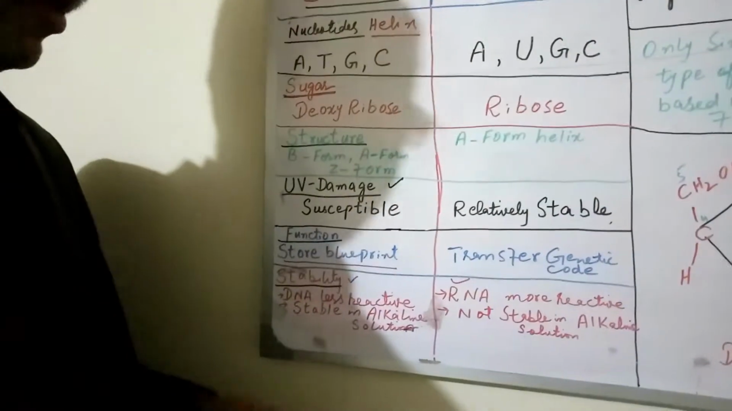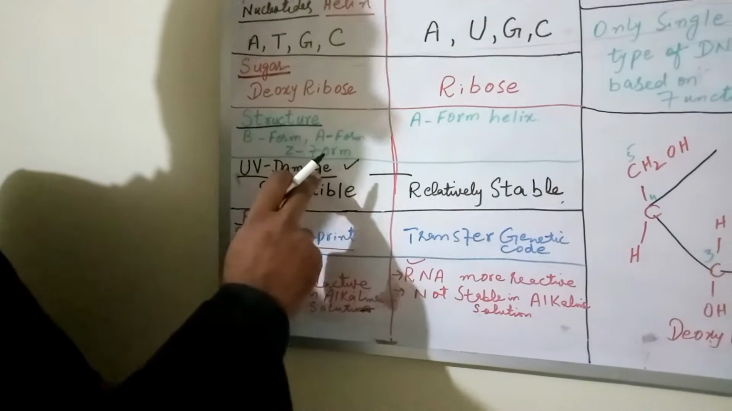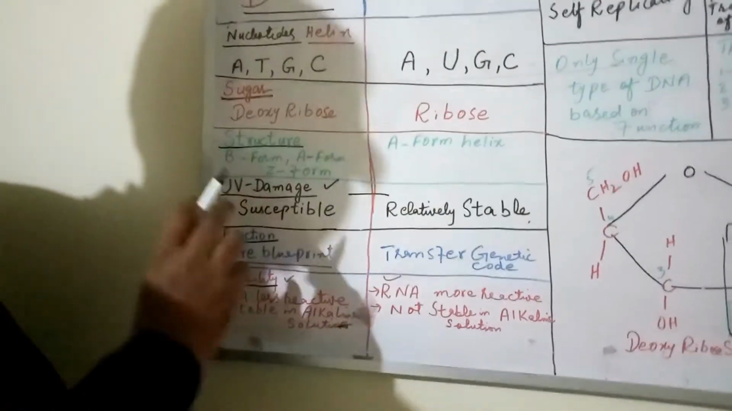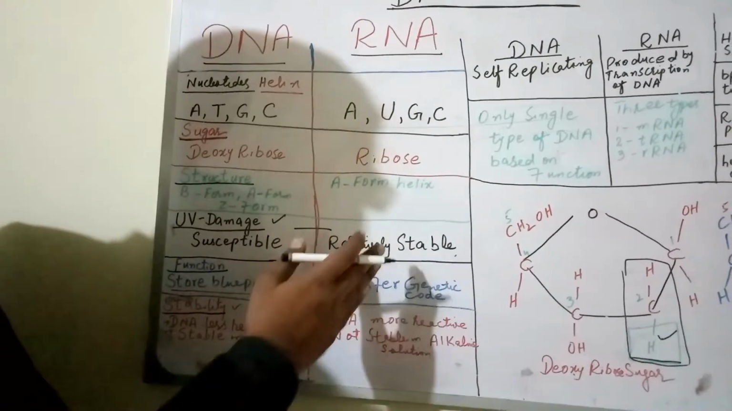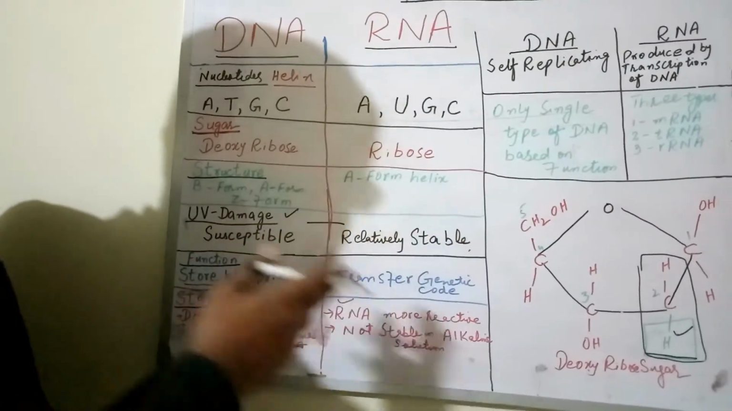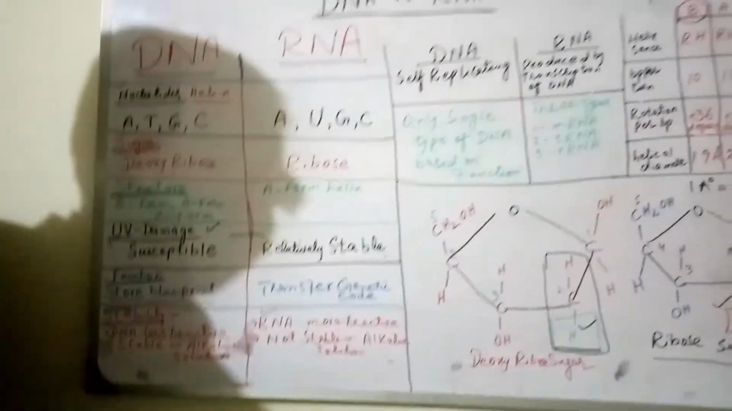Now, one difference was missed during the lecture, that is UV damage, ultraviolet damage. DNA is quite susceptible to ultraviolet damage, while RNA is relatively stable, very less susceptible, or relatively stable against ultraviolet rays.